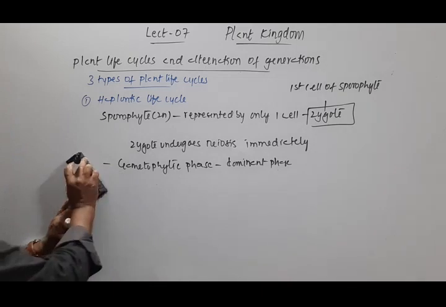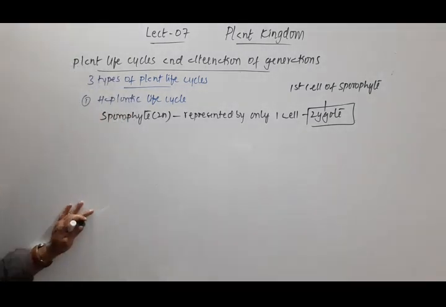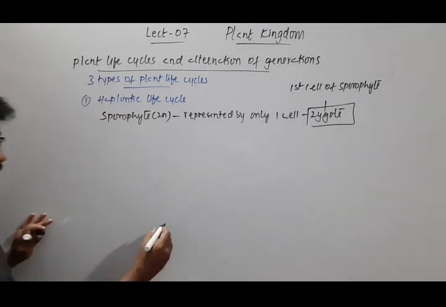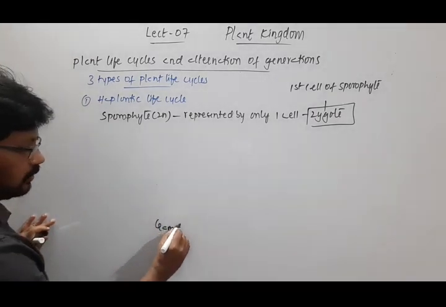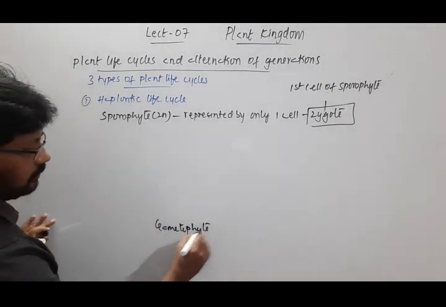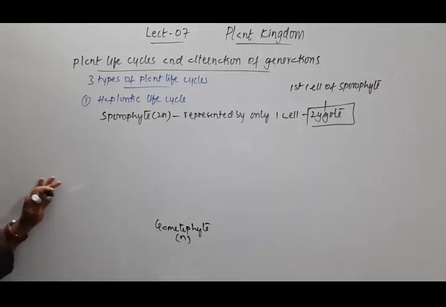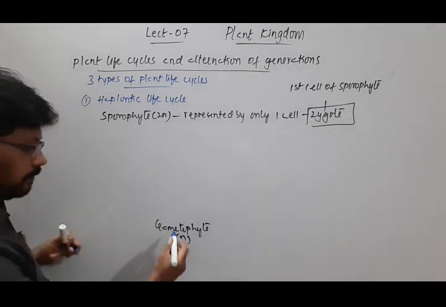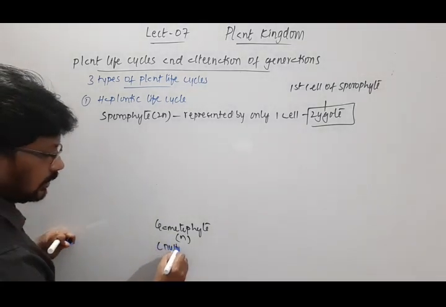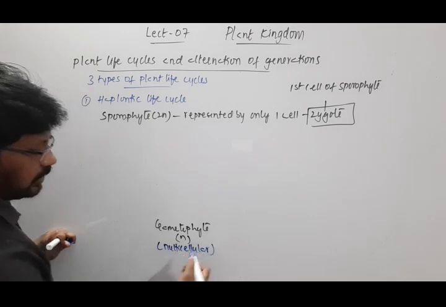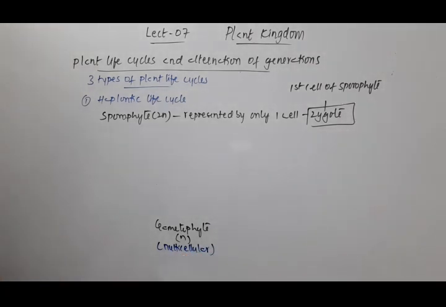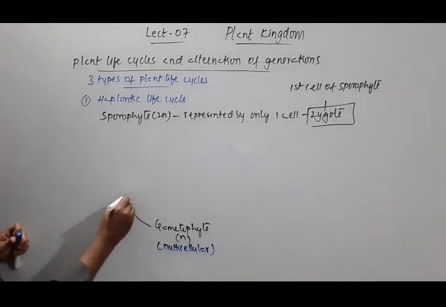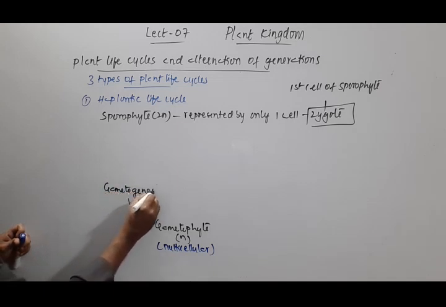So let's see how this is represented. We'll start with the gametophyte. The gametophyte, which is haploid, and this gametophyte will be multicellular. So it is multicellular, and this multicellular gametophyte is going to produce gametes by the process of gametogenesis.